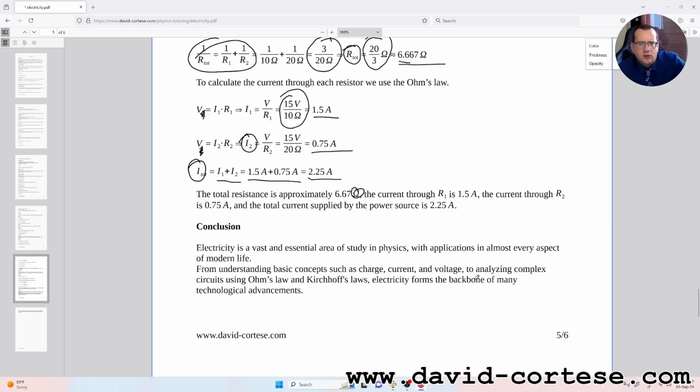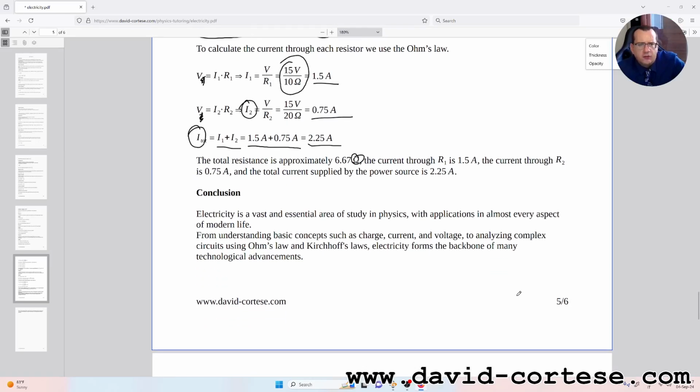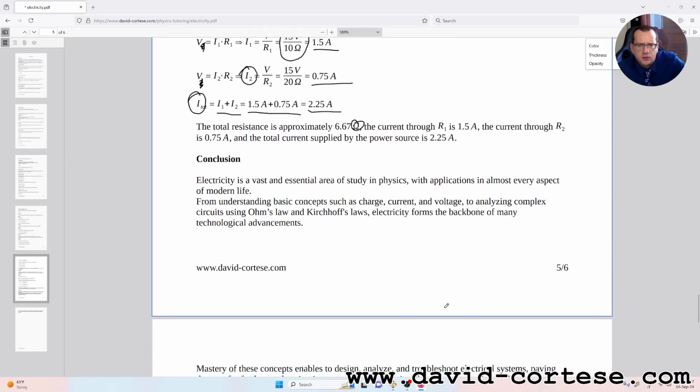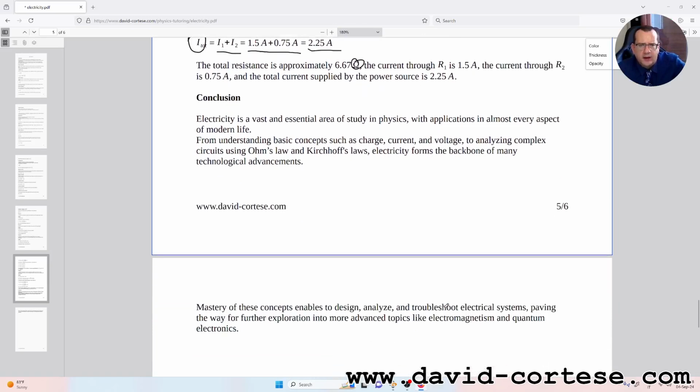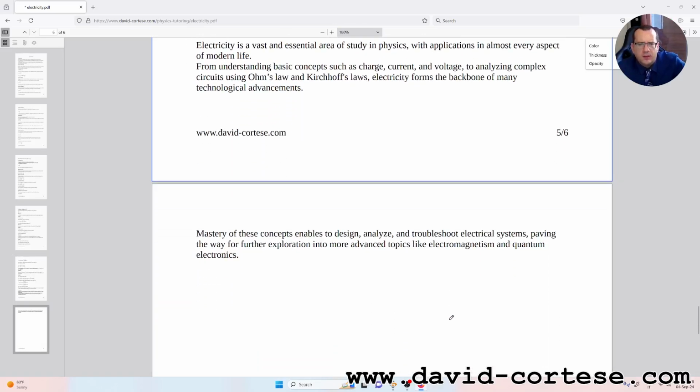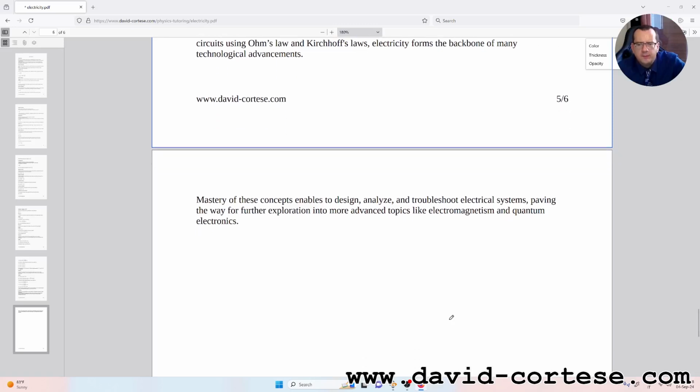So, conclusion: electricity is a vast and essential area of study in physics with applications in almost every aspect of modern life. From understanding basic concepts such as charge, current, and voltage, to analyzing complex circuits using Ohm's law and Kirchhoff's laws, electricity forms the backbone of many technological advancements. Mastery of these concepts enables us to design, analyze, and troubleshoot electrical systems, paving the way for further exploration into more advanced topics like electromagnetism and quantum electronics.